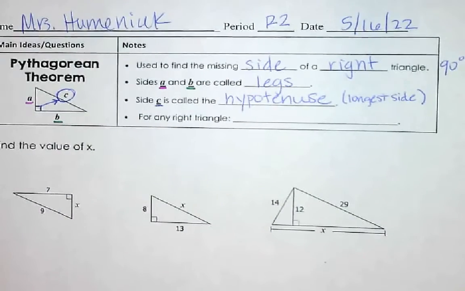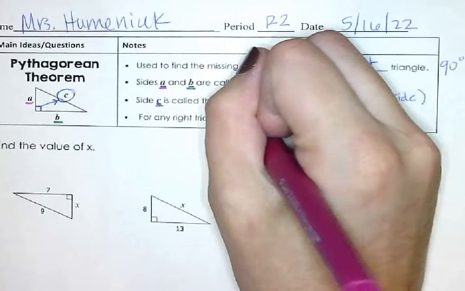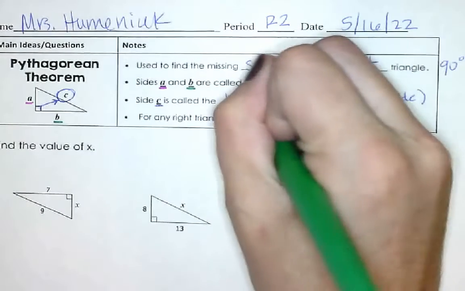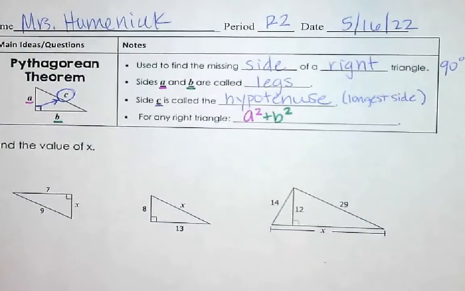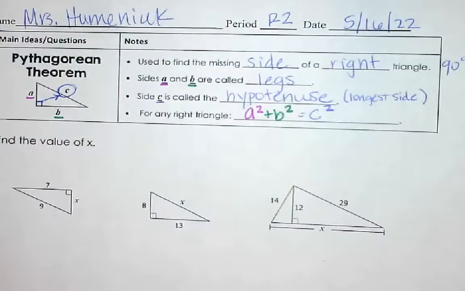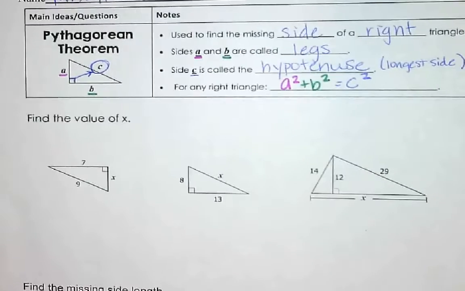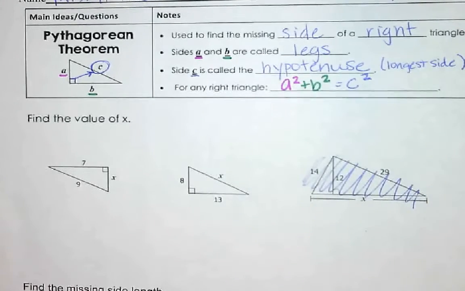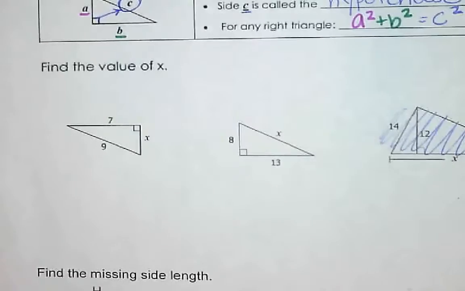And guys, the formula for the Pythagorean Theorem will be a squared plus b squared is equal to c squared. Is that ringing any bells, y'all? A squared plus b squared equals c squared. So we are going to take a look at a couple of these examples. I'm going to ignore this one for now, okay? But we're going to take a look at a couple of these examples.